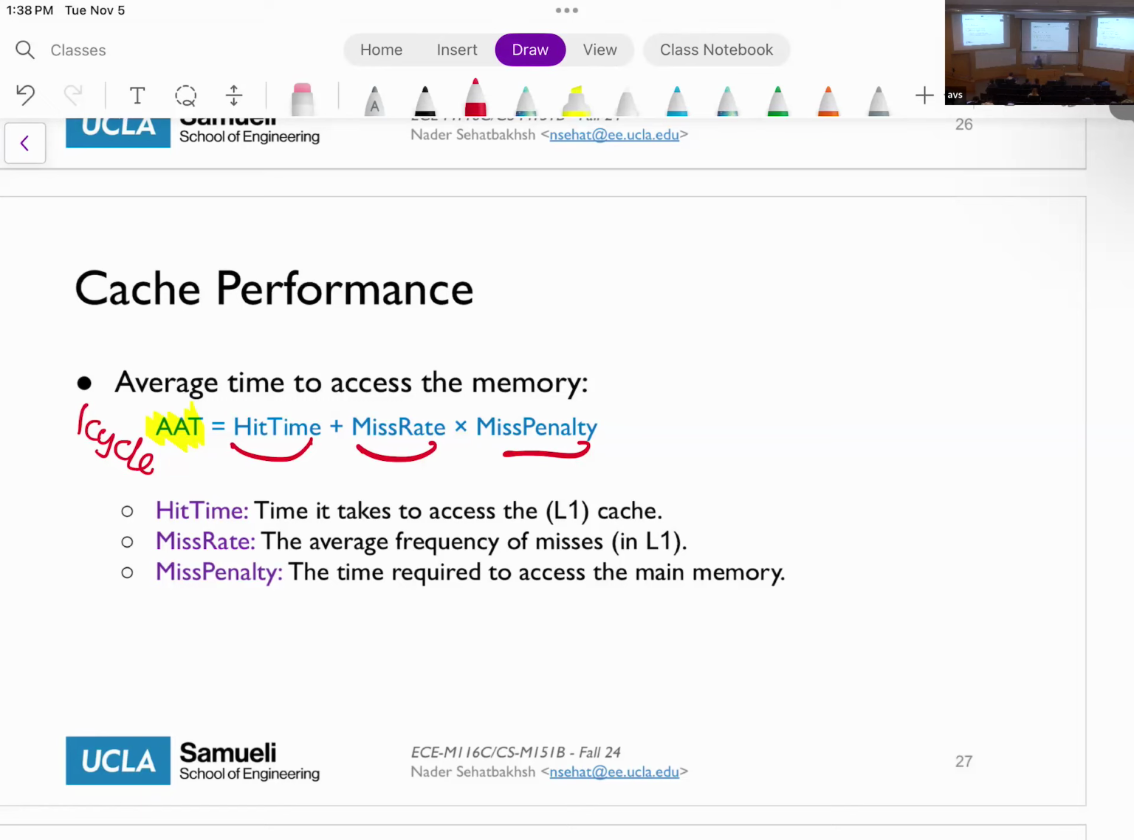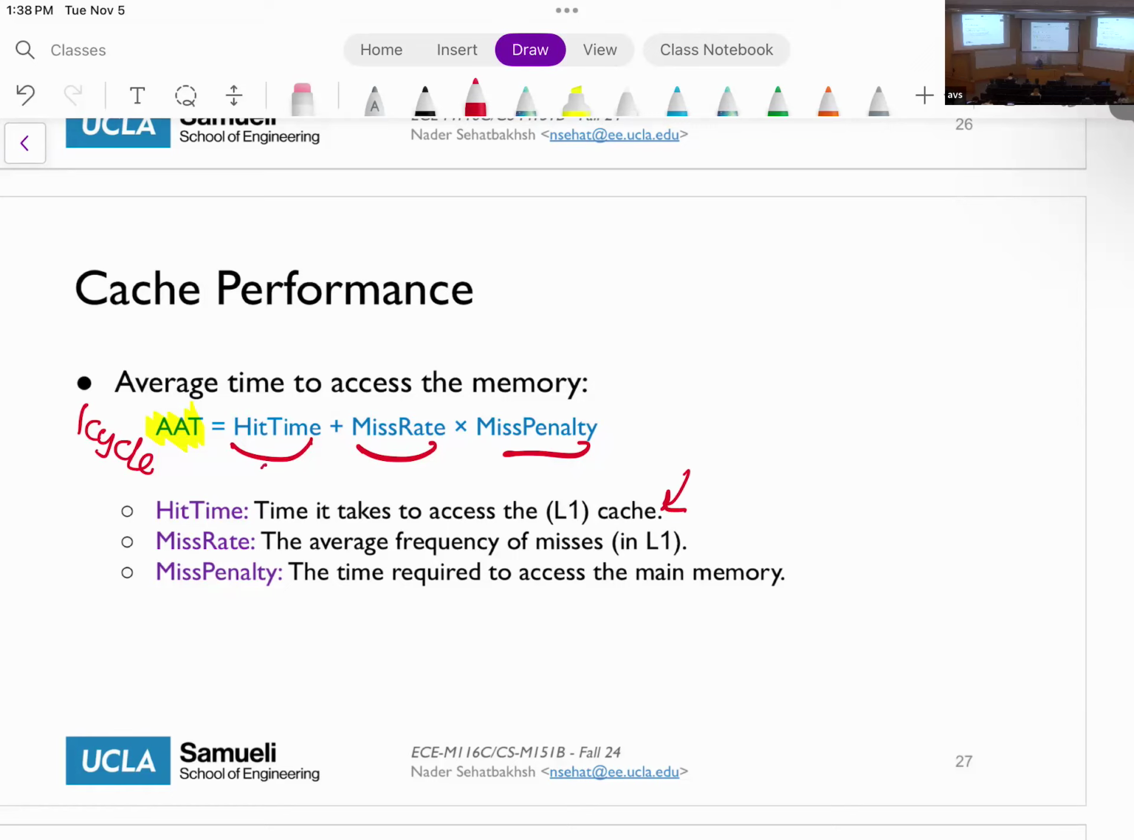So the way it works is this: I need to search the cache for the data, okay? Regardless of whether this is a hit or miss, I need to pay this amount of time. This is what we call hit time, the time it takes for me to search through the cache, okay?